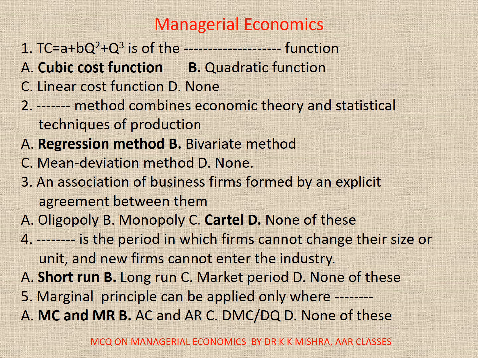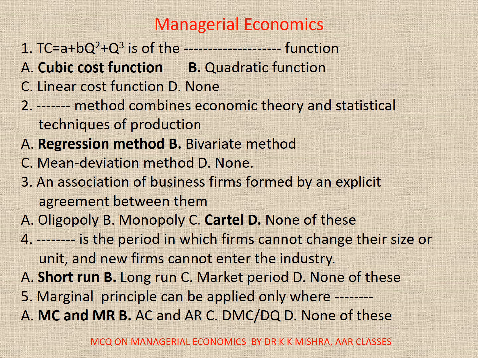3. An association of business firms formed by an explicit agreement between them. A, oligopoly, B, monopoly, C, cartel, D, none. Correct option is C, cartel. 4. This is the period in which firms cannot change their size or unit and new firms cannot enter the industry. A, short run, B, long run, C, market period, D, none. The correct option is A, short run.